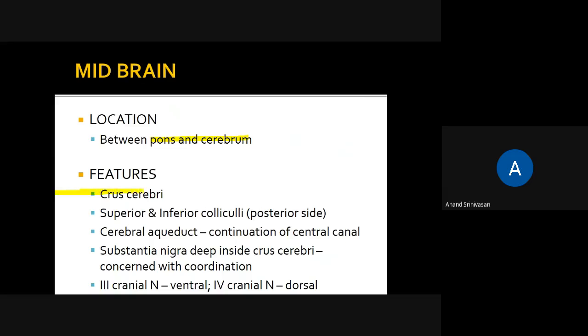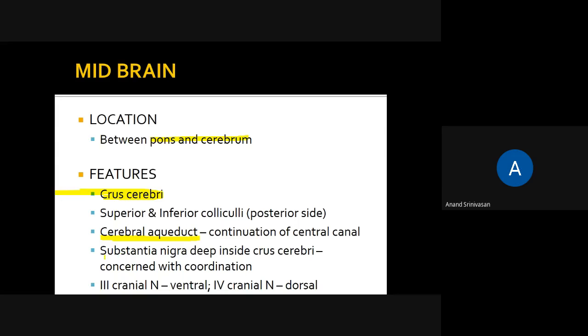You need to know the crus cerebri, superior and inferior colliculus, cerebral aqueduct. Have you heard of this term, cerebral aqueduct? You remember in our TBL, right? Cerebral aqueduct, yes. The one which connects the third and the fourth ventricle. Then the substantia nigra.